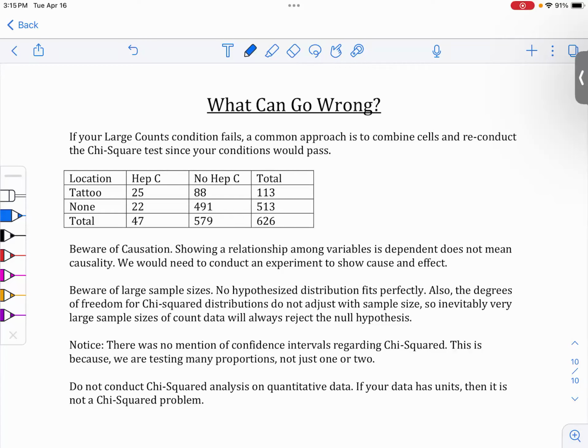So that's the biggest thing. You want to be careful. When your conditions fail, we don't just have to stop. We can combine cells and move forward.